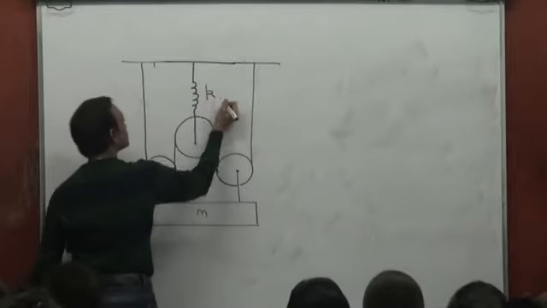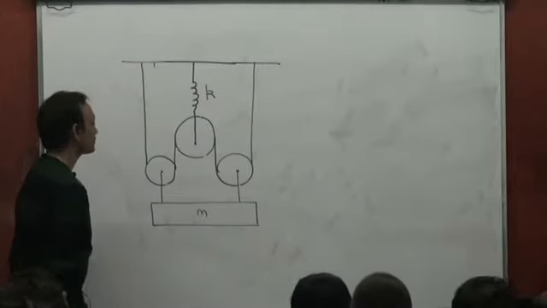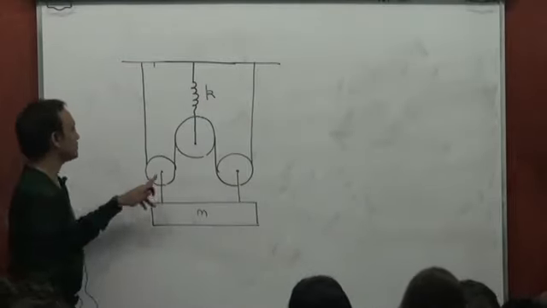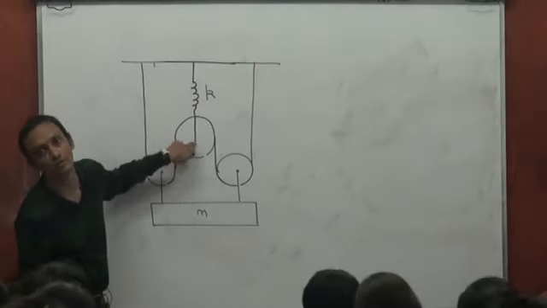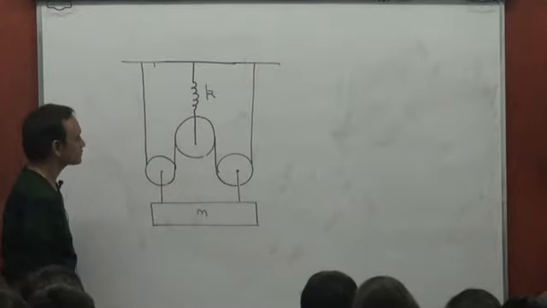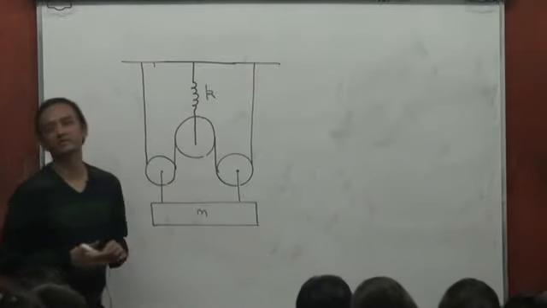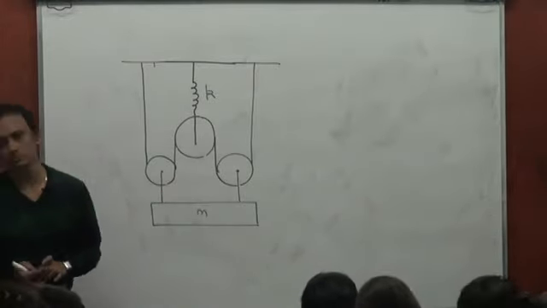This is the only spring. The mass m is horizontal, and these two, in fact, all are movable pulleys, because this is connected to a spring, so this will also move. And I want to find the omega of oscillation for the system for the mass m.